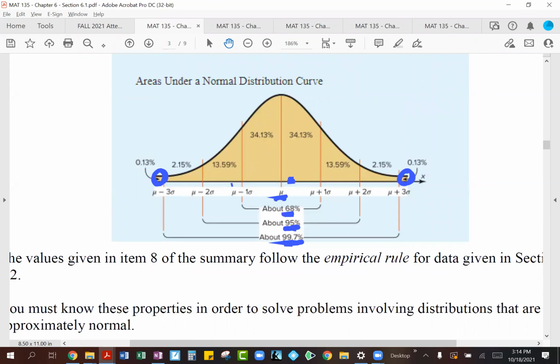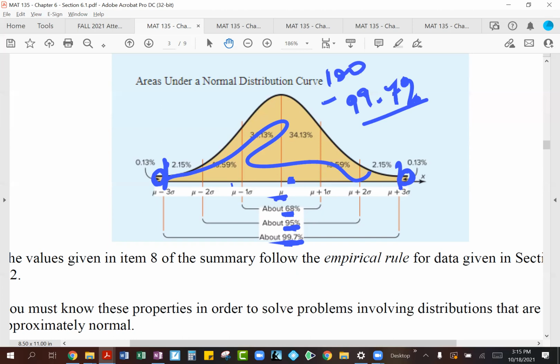So we know everything in between, going from this mark to this mark, all of this in the middle, is coming out to be 99.7. So we know we are shy of 100%. So if you subtract this number from 100%, approximately, you are looking at, what will that be? 0.3%. And that's going to be for both of the tails. So divide that by 2, and you will get 0.15%.